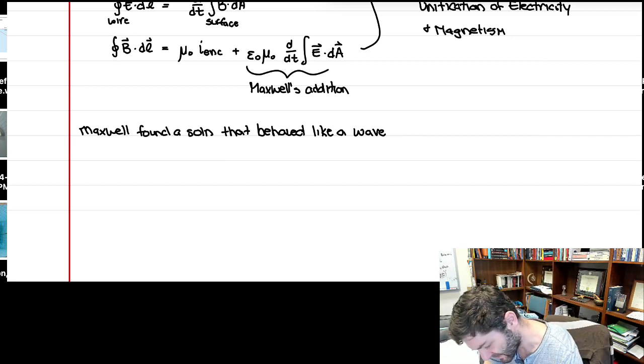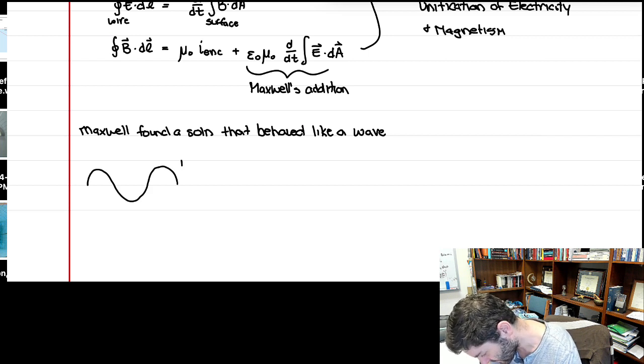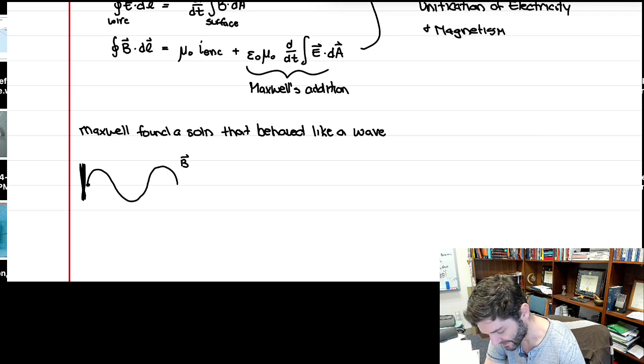So if I find a magnet and I shake it up and down, I would create a magnetic field that has a wave-like nature. This is B. And I'm just shaking a magnet up and down here. You can imagine this point being where the tip of my magnet is. I would create a magnetic field that ripples up and down, and it looks like a wave.